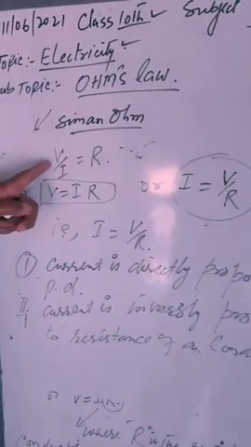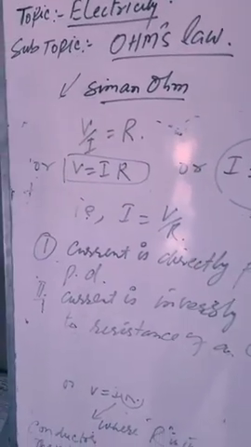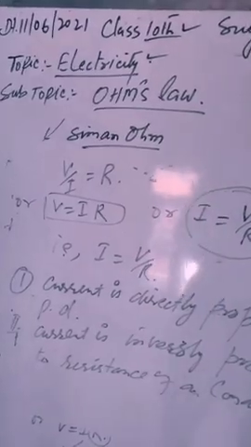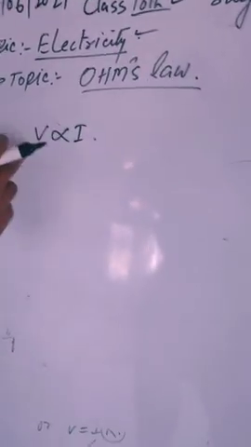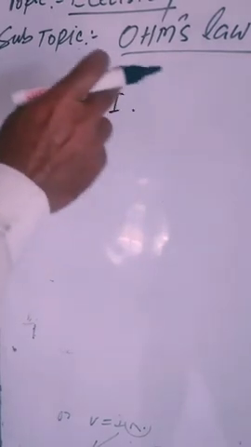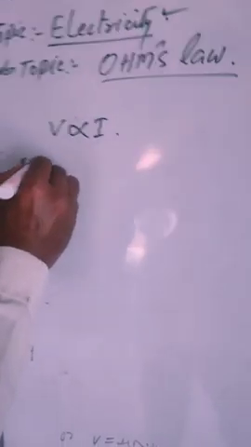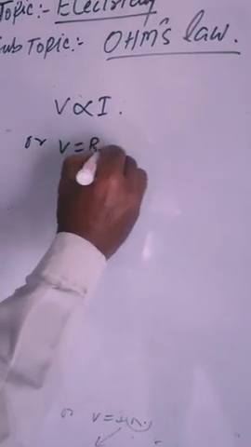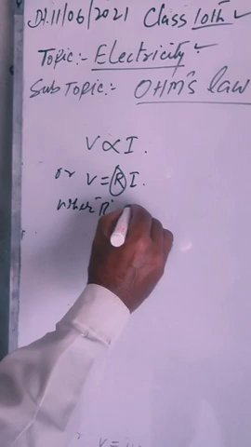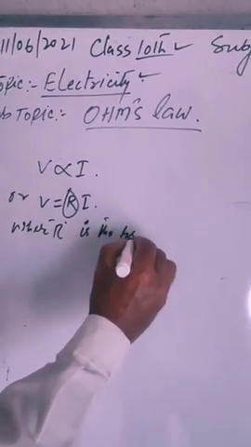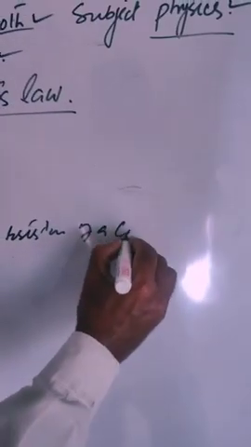If I is the current, V is the potential difference across the ends of a conductor, then according to Ohm's law, we can say V is directly proportional to I. That means potential difference is directly proportional to the current flowing through a conductor across its ends, or V is equal to IR, where R is the resistance of a conductor.